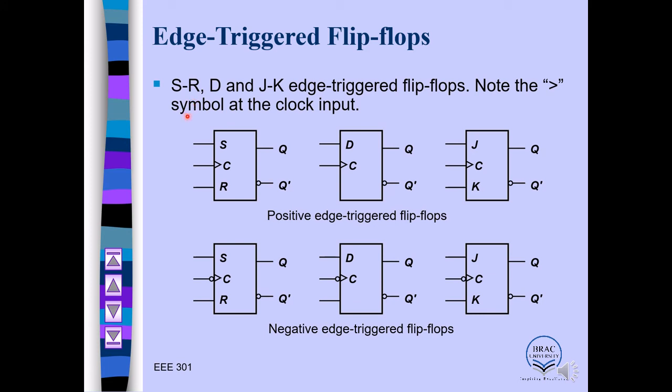Now look here. This is a couple of diagrams for SR, D, and JK flip-flops, and remember this symbol represents the clock input. Here, this is your SR flip-flop and this is your clock. This kind of sign represents the clock signal, and this is your D flip-flop. This is your JK flip-flop. All of them have a clock, but remember, all of them are positive edge clocks. That means they will activate at the positive edge.